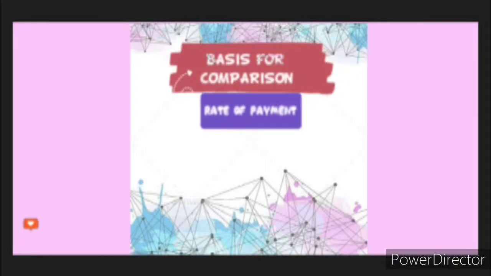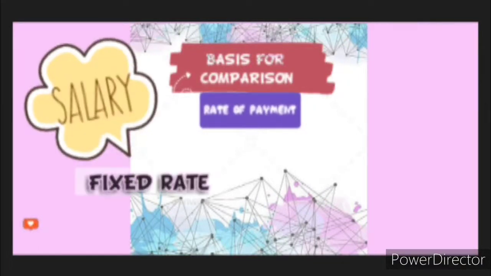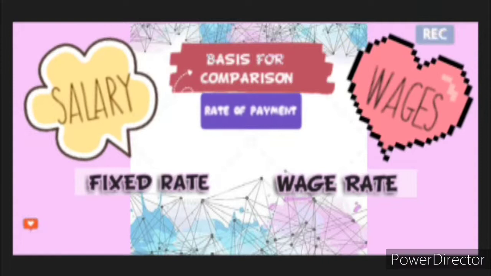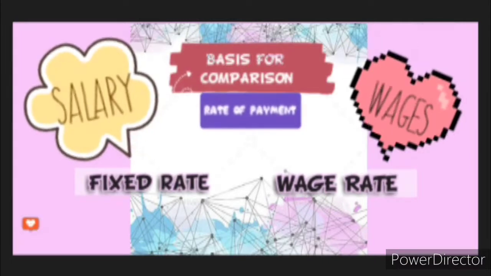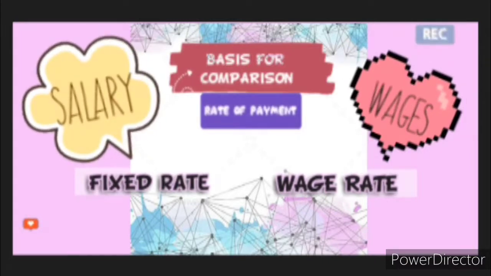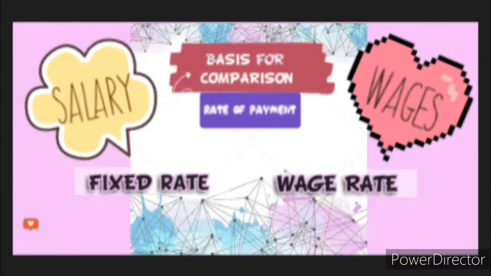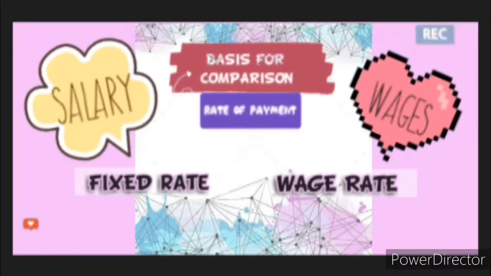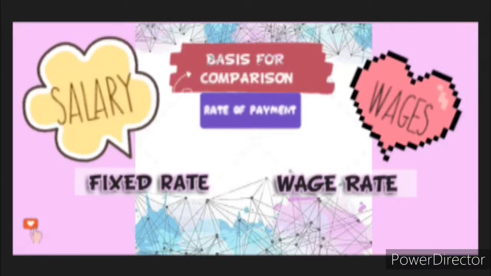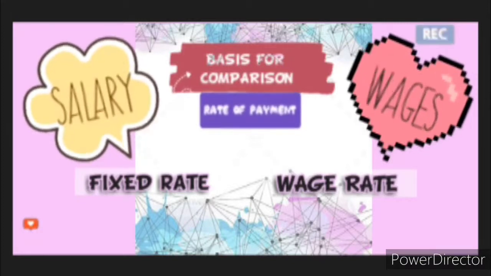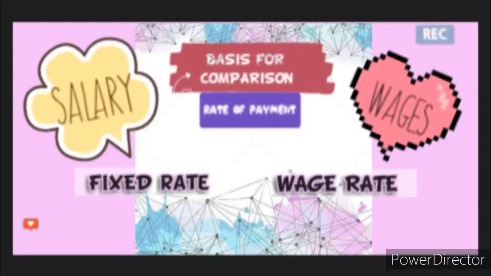Rate of payment. Salary is a fixed rate and wages is a wage rate. Salary once decided in the beginning remains fixed throughout, whereas in the wage system, there is a wage rate that keeps on changing and an individual is paid on the basis of the prevailing wage rate.